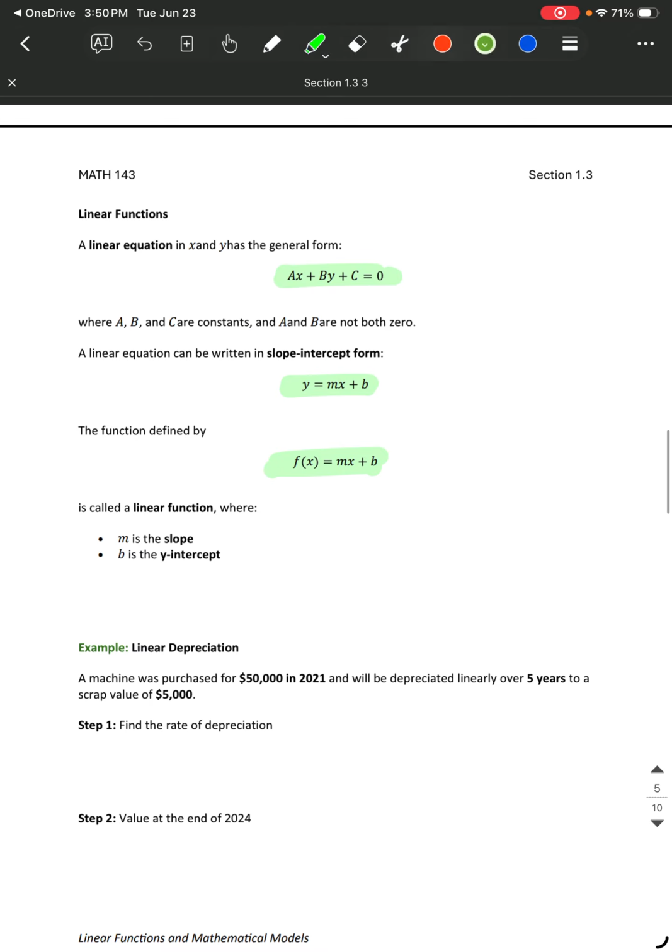The major thing we want to remind you is that the graph of a linear function is always a straight line.